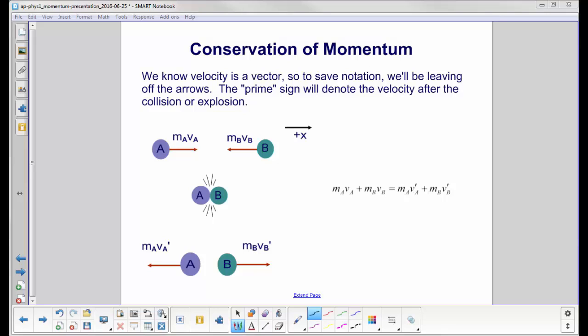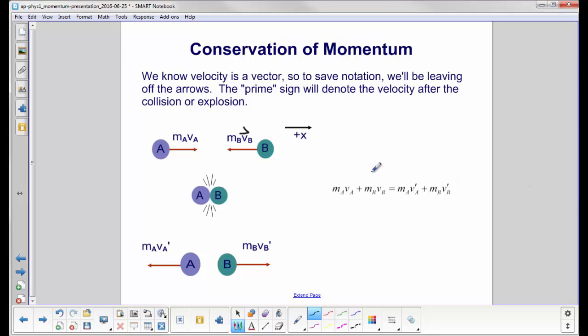We're going to save a little time here. Since we know that velocity is a vector, we're going to leave off the arrows. I mean, to be totally correct here, over every velocity we should have an arrow. But we're only dealing in one dimension, so we know the direction is either going to be right or left. And if you're going to the left, we'll put a negative sign in front of the momentum. If you're going to the right, we'll put a positive. When you work in multi-dimensions, then it's more important to keep the vector sign. But for now, we'll leave it out.